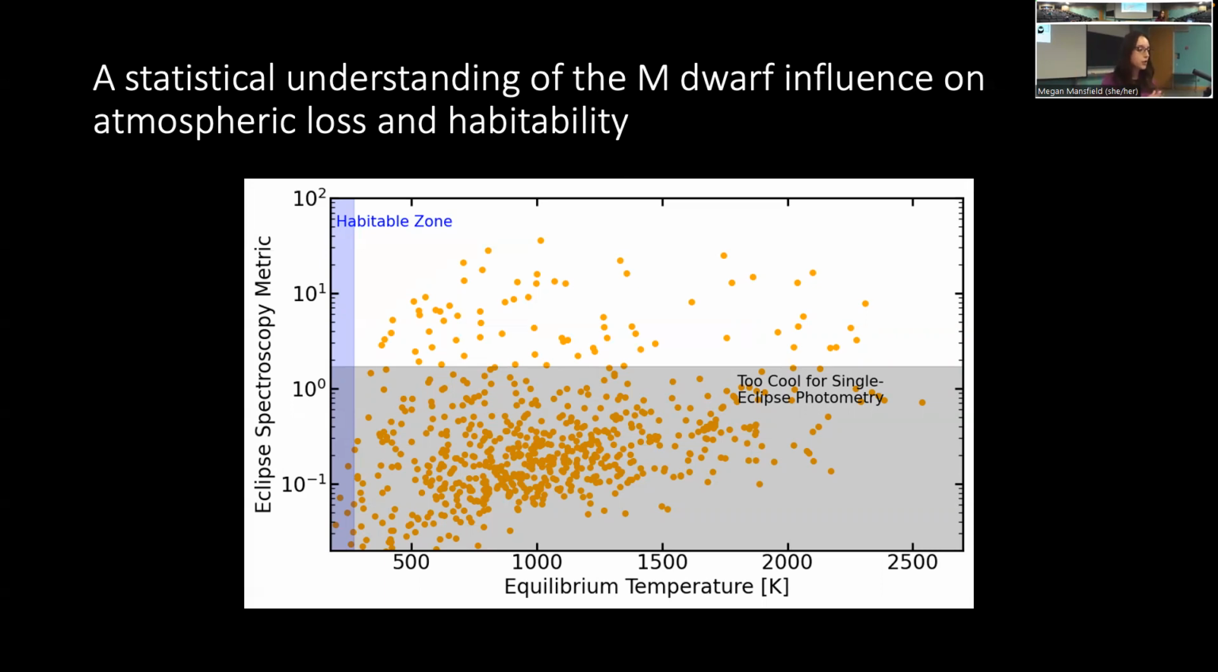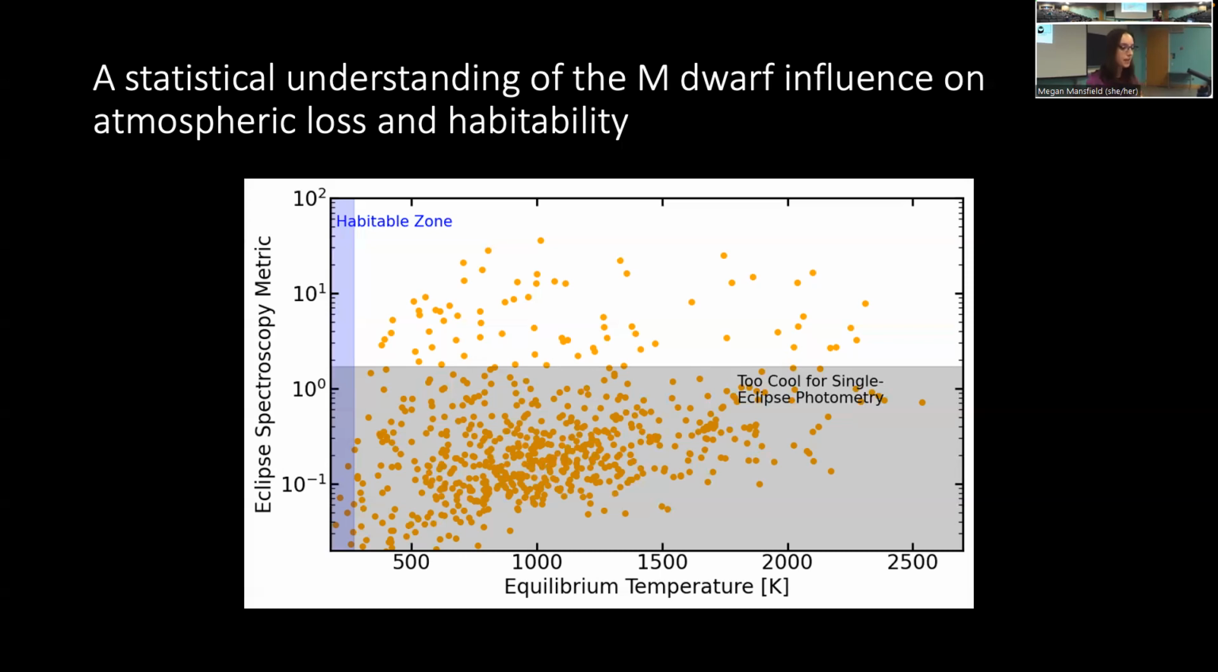So in this plot, I'm just showing all of the different terrestrial planets that have been detected so far. And I'm plotting their equilibrium temperature versus their eclipse spectroscopy metric, which was developed by Eliza Kempton as a way to say how easy it is to observe these planets in secondary eclipse. And this gray shaded area is the ones that are too cold and too difficult to observe to be able to make this kind of inference with just a single secondary eclipse observation. But all the ones above that are planets that we could potentially observe with just one secondary eclipse with this method.